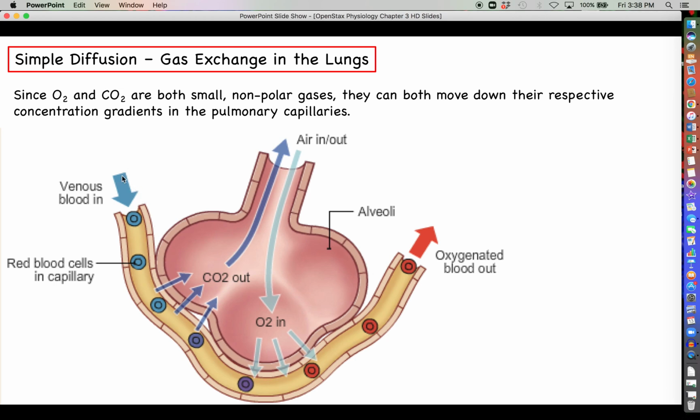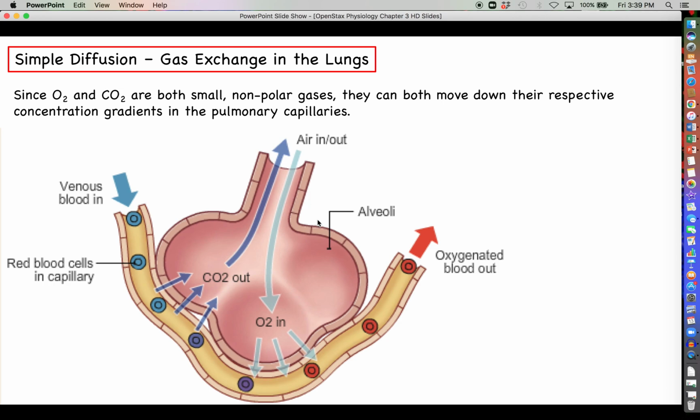Well, your blood, which is running through capillaries that pass very close by to these alveoli, also contains oxygen and carbon dioxide. As this blood moves by, you can see we've got cell membranes that separate the air in the alveoli from the blood in the capillary. In determining which direction oxygen moves and which direction carbon dioxide moves, we have to consider their concentration gradients separately.